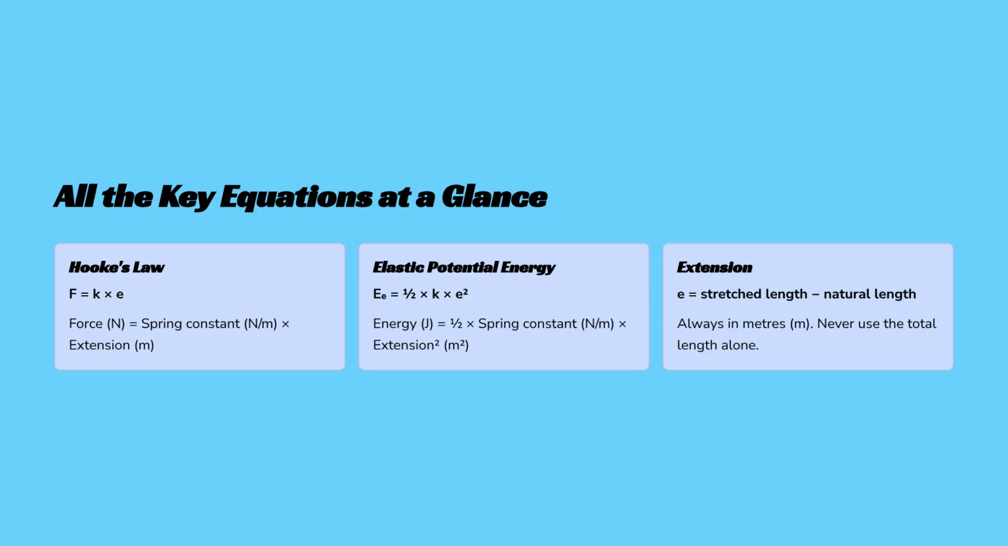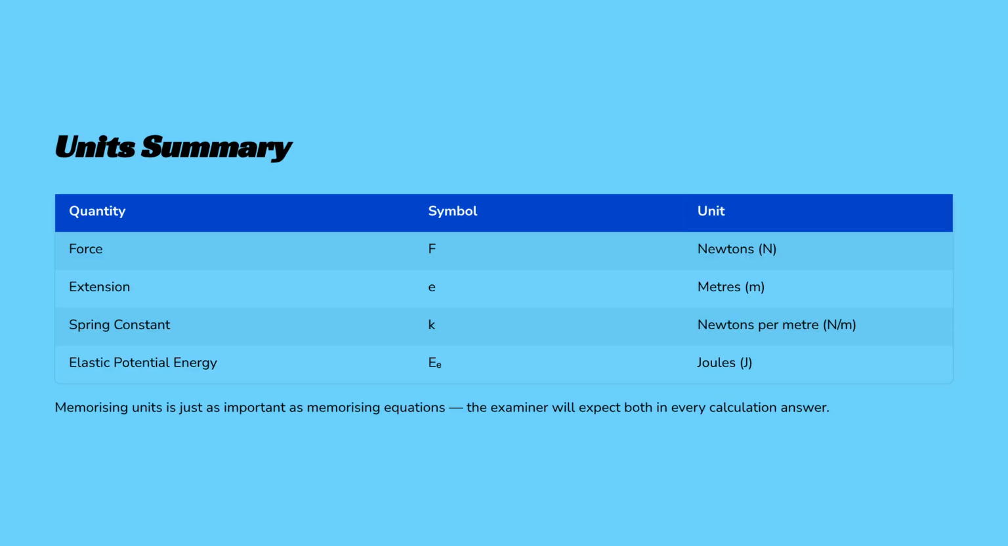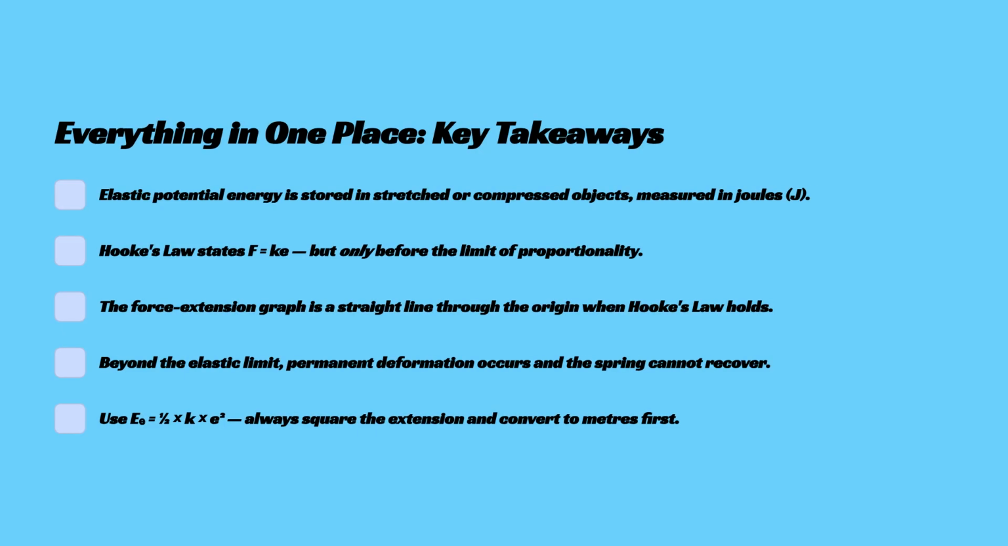Here are your key equations at a glance. Remember, F equals K times E for force, and E subscript E equals half K E squared for energy. Units are just as important as the numbers themselves. Always use newtons for force, meters for extension, newtons per meter for the constant, and joules for energy. To recap, elastic energy is stored in deforming objects, Hooke's law requires proportionality, and always double-check your unit conversions and squaring in your energy calculations.